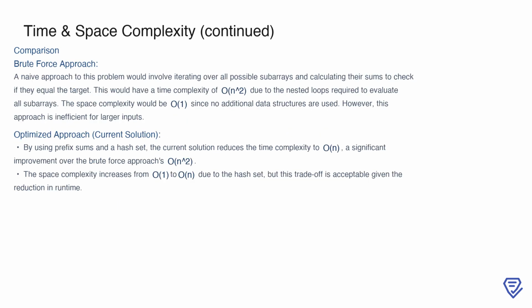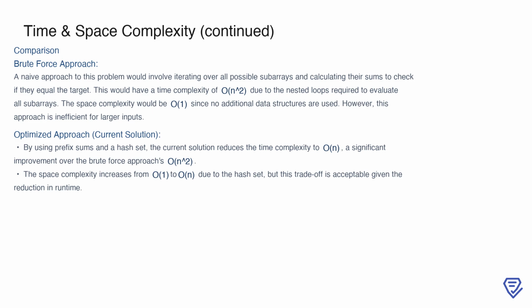Now, let's compare the optimized solution to a brute force approach. The naive solution would involve iterating over all possible subarrays and calculating their sums to check if they equal the target. This approach has a time complexity of O(n²), as it requires nested loops to evaluate all subarrays. Its space complexity is O(1), since it does not use any additional data structures. However, this inefficiency makes it impractical for larger input arrays.